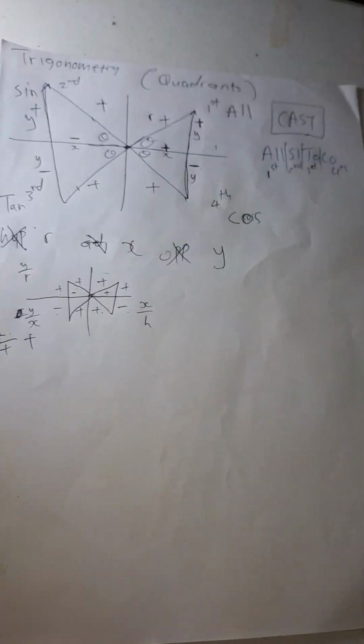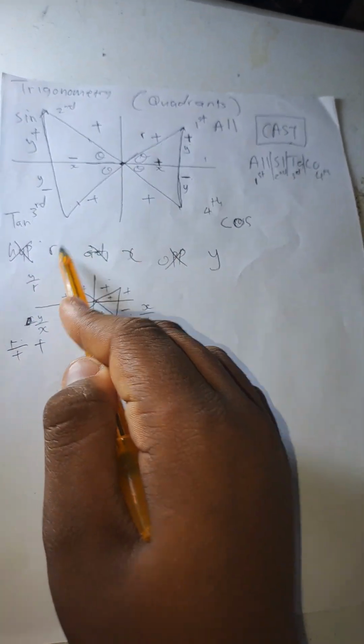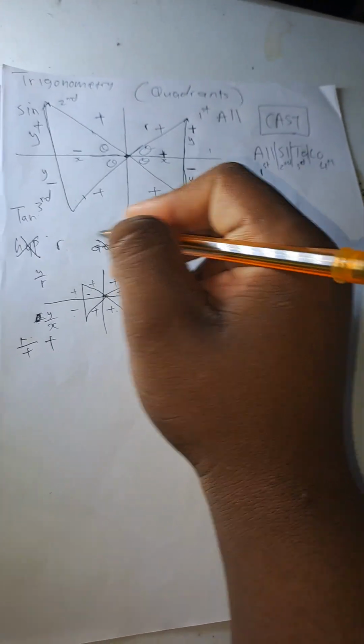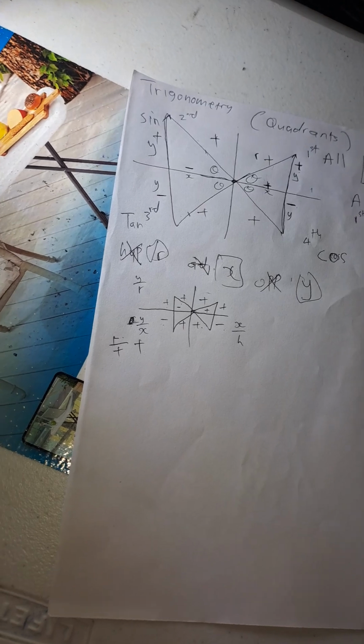But in trigonometry now, you are no longer going to use hyp, adj, and opp. It is r, x, and y. Please you must get yourself familiar with those words. Okay, so now let's check the example.